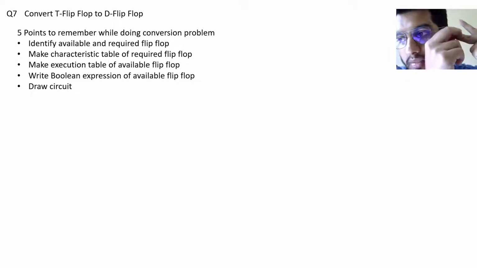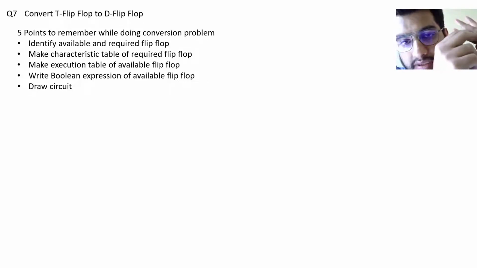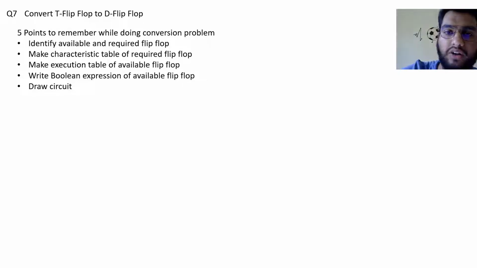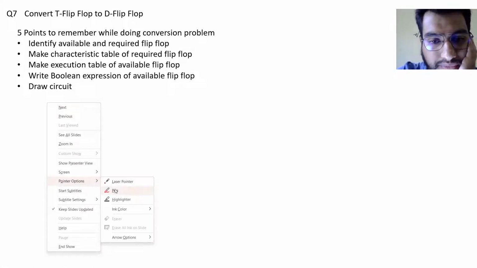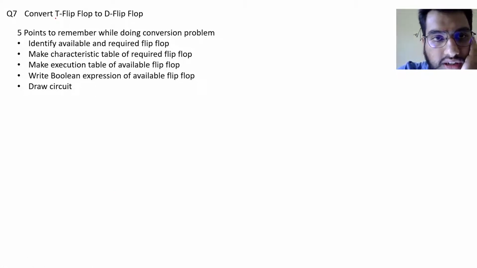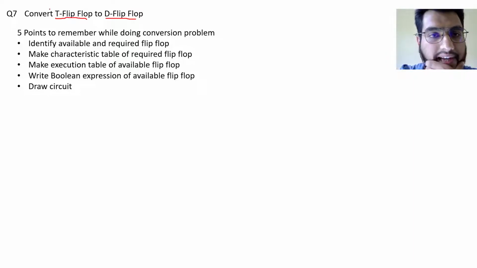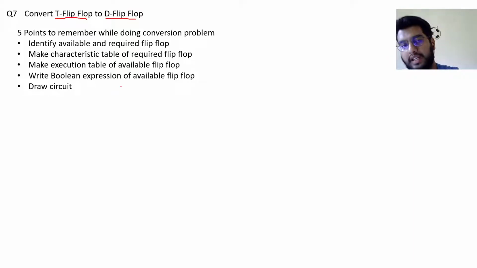Third, make the excitation table of the available flip flop, and finally write the Boolean expression and draw the circuit accordingly. So let's start with this question. The question asks us to convert a T flip flop to a D flip flop. The available flip flop that we have is the T flip flop.